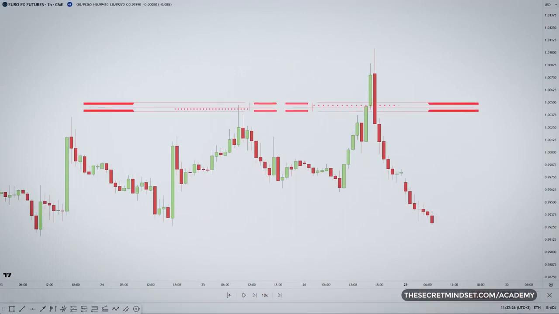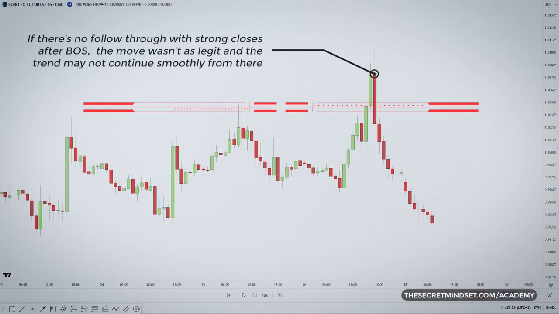Sometimes a candle will break above it, but then sellers quickly move it back below the high. If there's no follow-through with strong closes after, that tells me the move wasn't as legit and the trend may not continue smoothly from there. That could be a liquidity run.